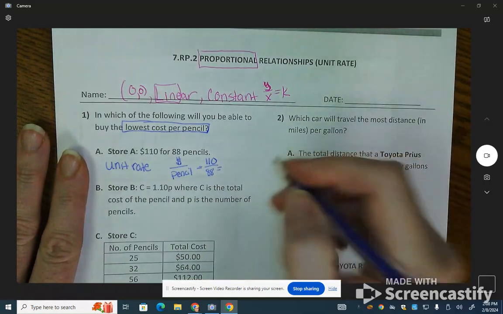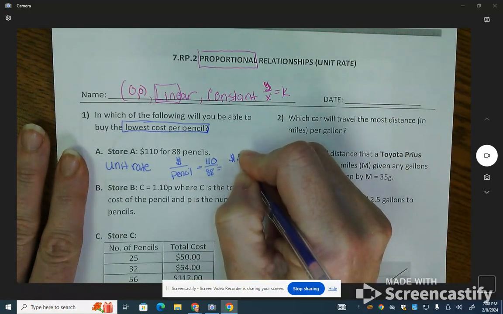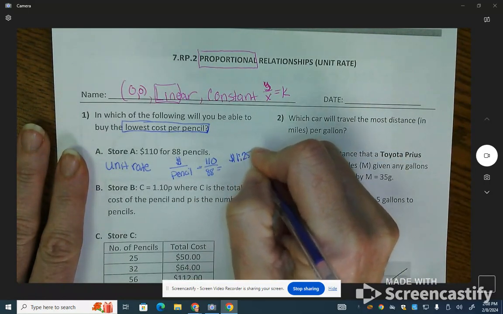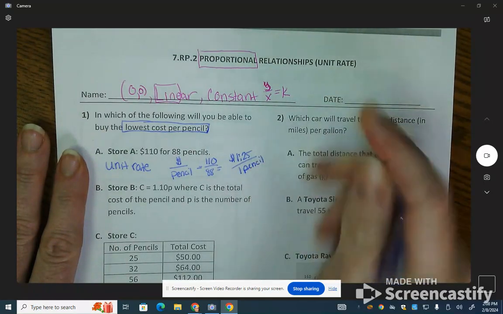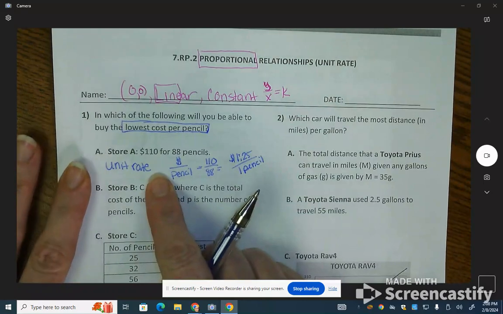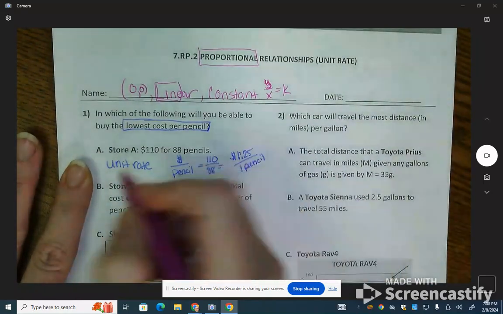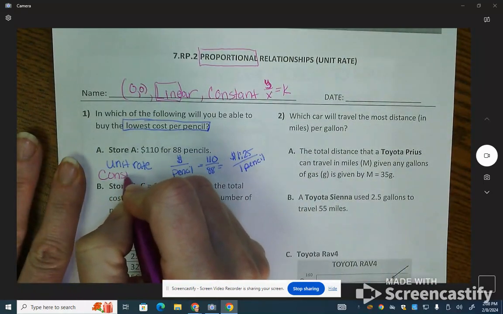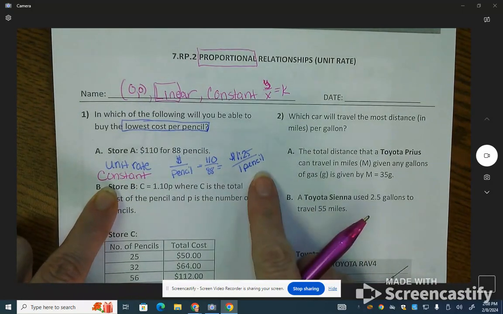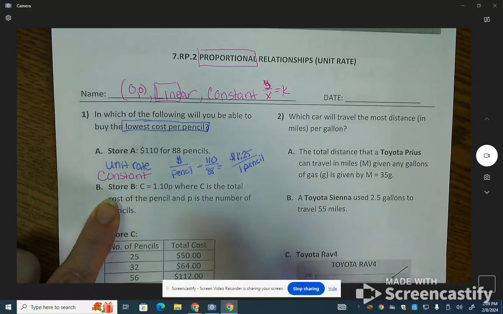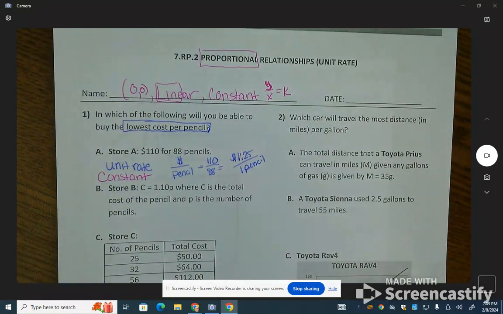My answer is $1.25, $1.25 for one pencil. So there is the cost of store A. It's a unit rate. If you remember from yesterday, a unit rate is the same thing as a constant. So my constant would be $1.25. Now, store B is an equation.